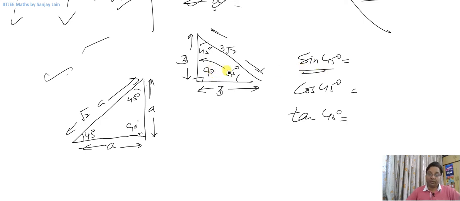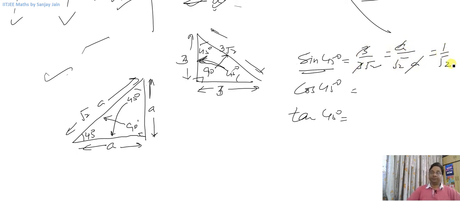If you look at this figure, it will be 3 by hypotenuse, that is 3 root 2, 3 upon 3 root 2. Or if you look at this figure, this is also 45, 45, 90. So opposite is a and hypotenuse is root 2a. So a upon root 2a. In both the cases, you will get the value 1 by root 2.